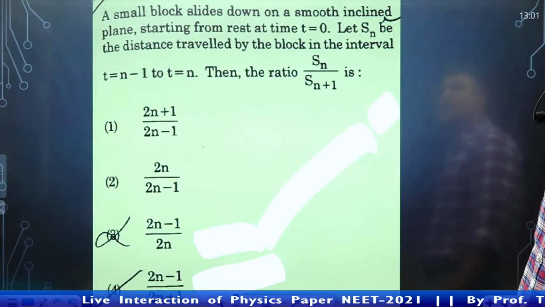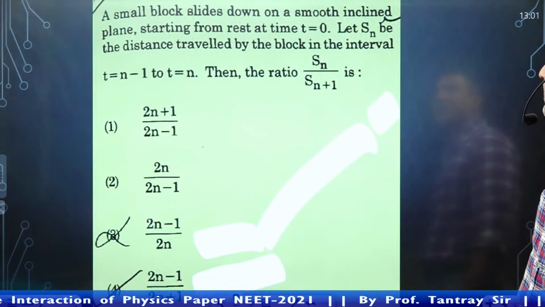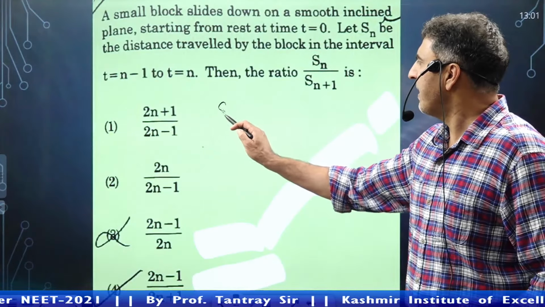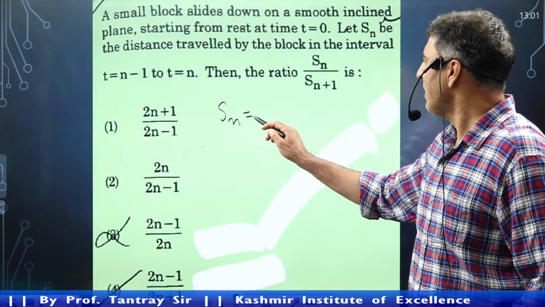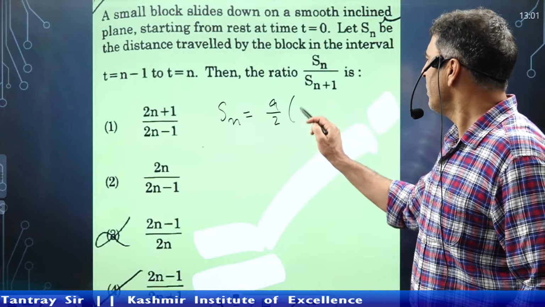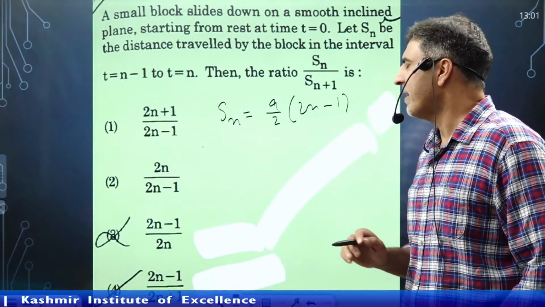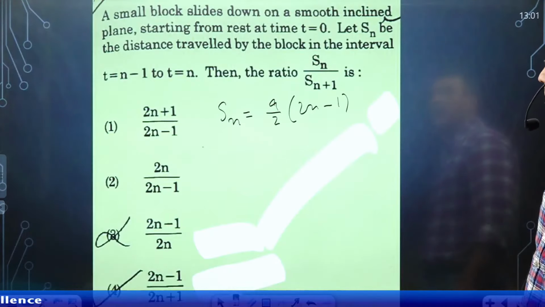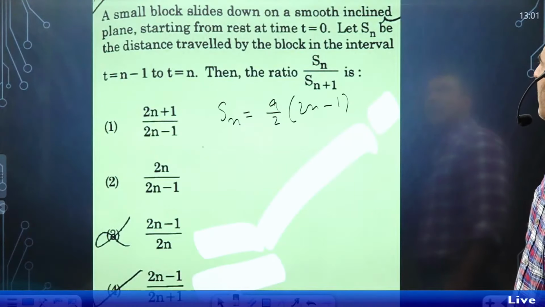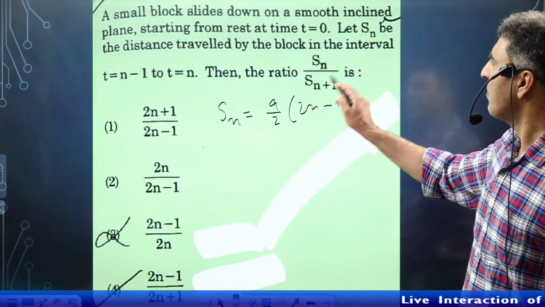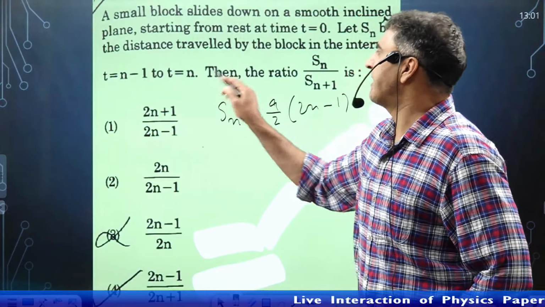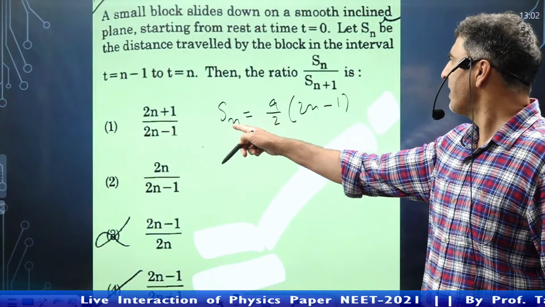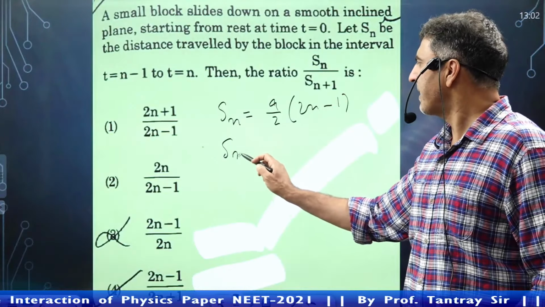Okay. Now let me go to this question. A small block slides down an incline plane starting from rest at time t is equal to 0. Sn is the distance traveled by the block. You know what is the distance Sn? That is initial velocity plus acceleration by 2 into 2n minus 1. That is the equation for distance covered in the nth second. But he writes here, Sn is the distance traveled by the block in the interval n minus 1 to n. That is the nth second. And the ratio of Sn by Sn plus 1 is. This is the distance covered in the nth second. What is the distance covered in the n plus 1th second?